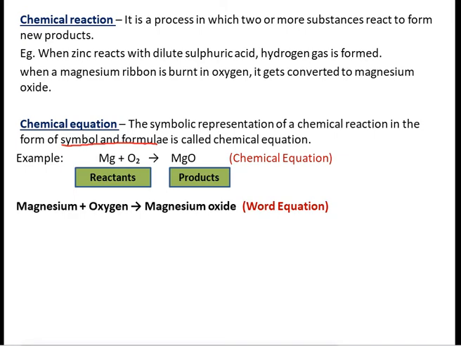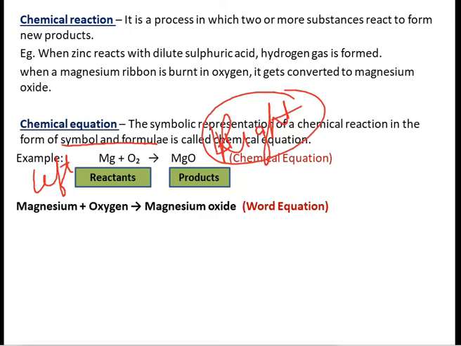For example, Mg plus O2 gives us MgO, magnesium oxide. So this is a chemical reaction, and always reactants are written on the left hand side and products are written on the right hand side. Remember this. One arrow separates the reactants from the products. If we write the same reaction as a word equation, we can write magnesium plus oxygen gives magnesium oxide. So this is the word equation and this is the chemical equation.